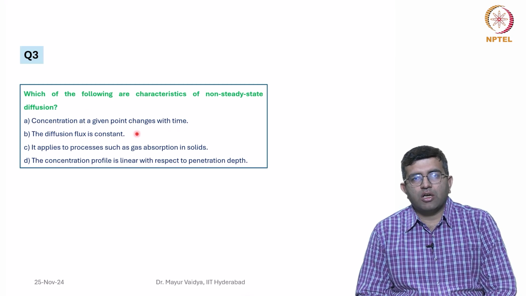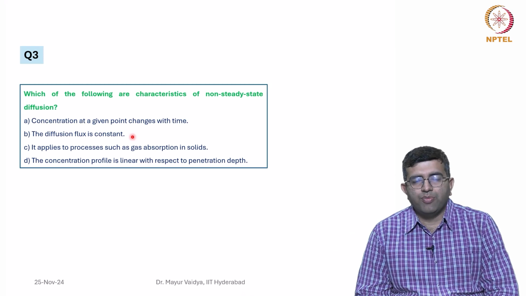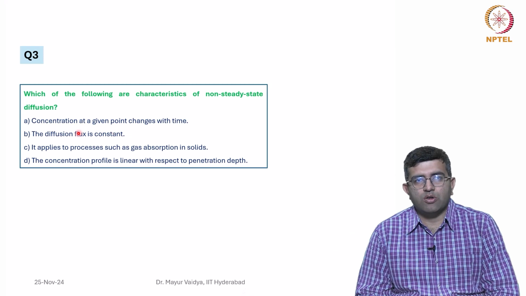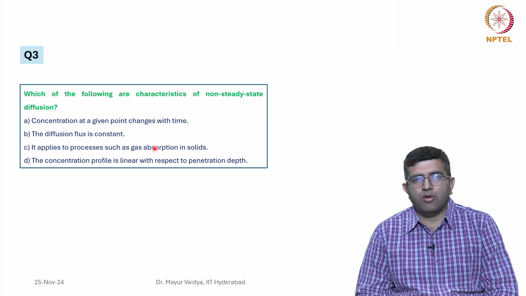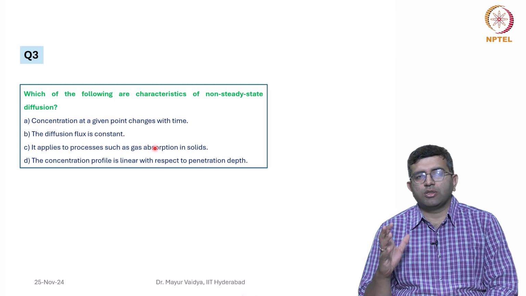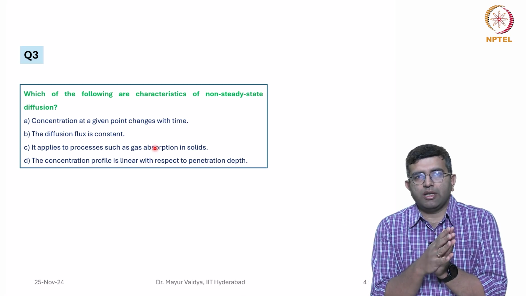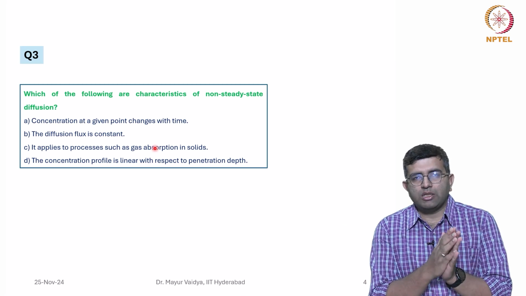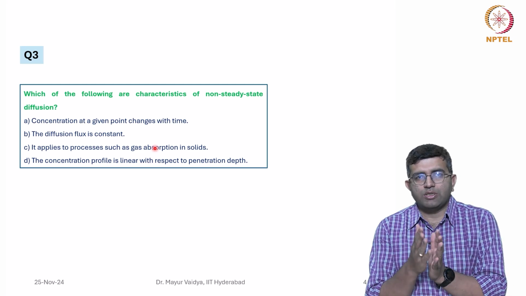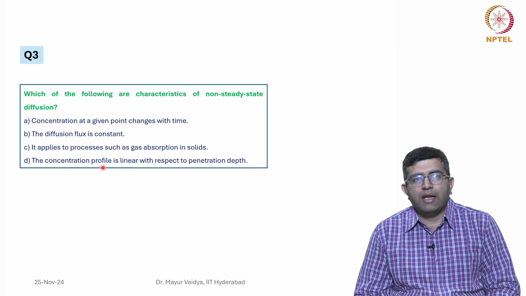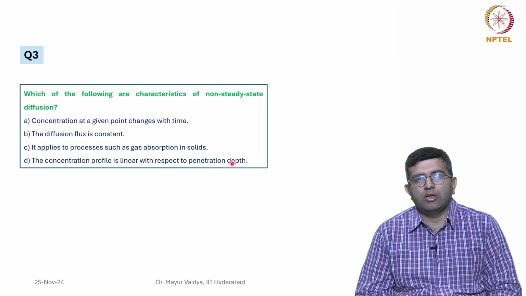The diffusion flux is constant: this is not correct. Flux is constant when the steady state is achieved. In non-steady state the diffusion flux is variable, so this is not a correct statement. It applies to processes such as absorption of gas. Yes, gas absorption, once the gas is absorbed on the surface, we will also see in next week's lecture when we take the example of degassing and so on, that gas absorption is actually a non-steady state diffusion.